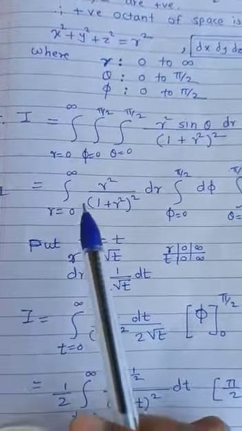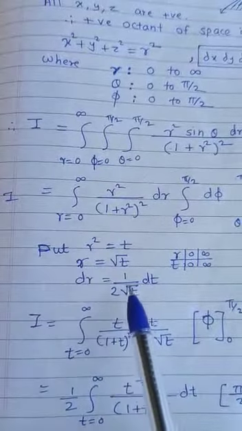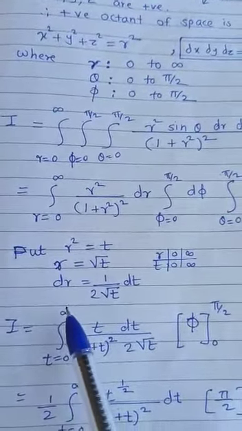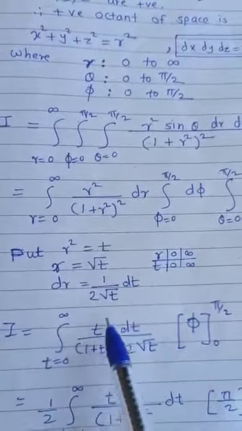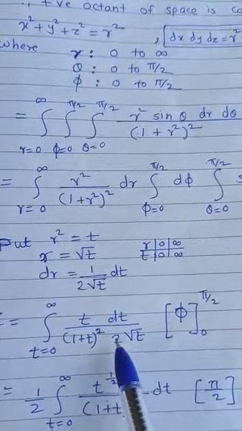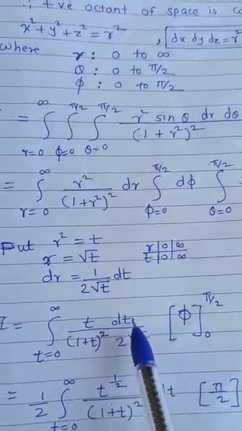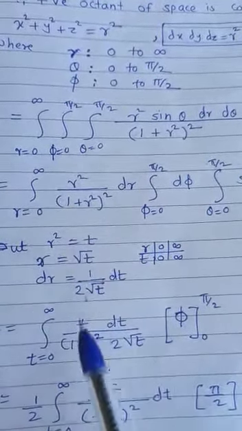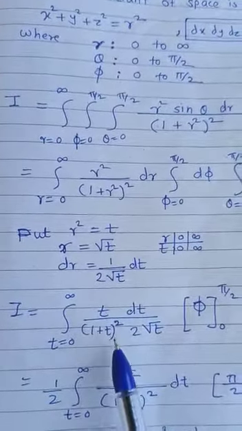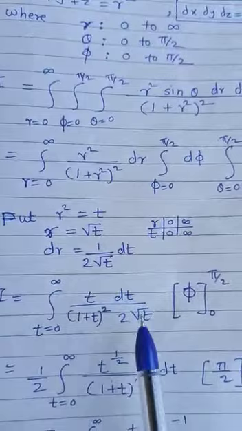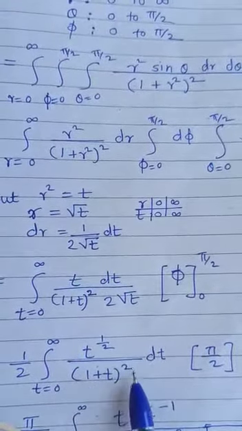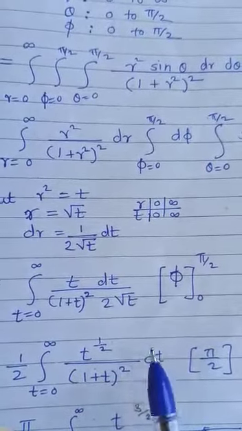And now to evaluate this first integration, let's put these values here. I is equal to the integration from 0 to infinity, r square is t, into dr value which is 1 upon 2 root t into dt, and this (1 plus t) whole square. Now you can see this power, t upon root t is nothing but t raised to half in the numerator, upon (1 plus t) square times dt.